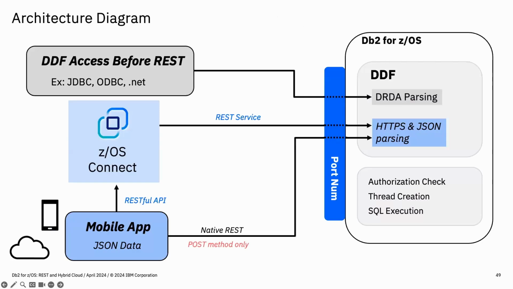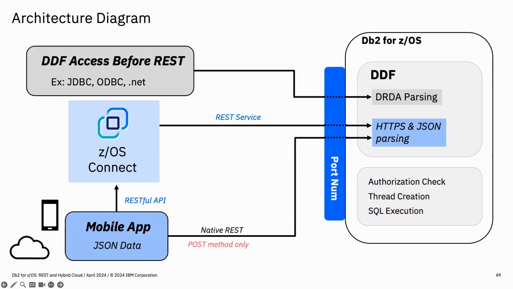Okay, so this is showing the architecture diagram. Kasaya talked about this picture with just native REST, but here we have zOS Connect added in. So this kind of helps understand where zOS Connect fits in. So we have our DDF access before REST.